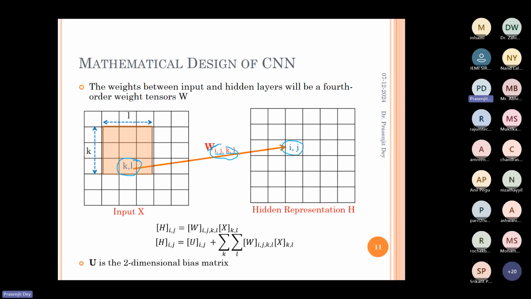Now suppose your job is to find the beak of a bird. As I told you earlier, the beak may be present at any place in the image. It can be at the top left, it can be at the center, it can be at the bottom right. So here, as you can see, this weight vector is dependent on the position of the input node and the position of the hidden node. It should not be dependent on the position of the input node.